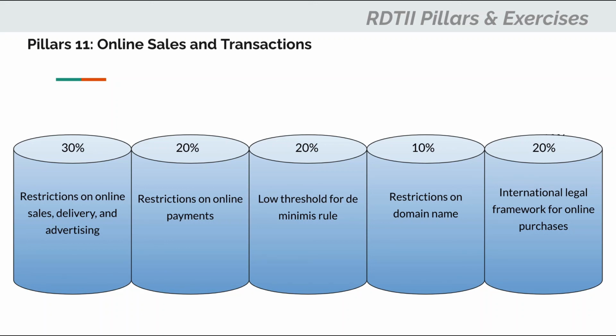The last subpillar is also given the same weight, since the lack of consumer protection law that applies to electronic commerce undermines trust for consumers, and the lack of legal recognition of electronic signatures and transactions creates uncertainty for vendors. The fourth subpillar is given the least weight, because restrictions on domain names are not as impactful as the other restrictions.